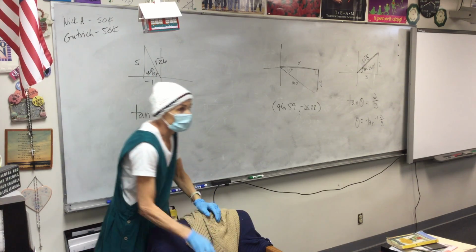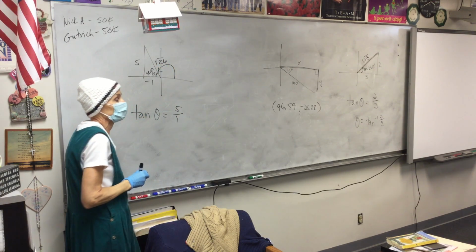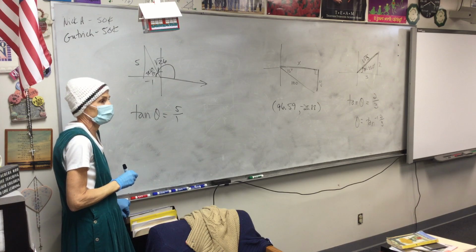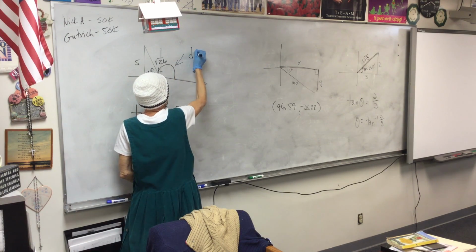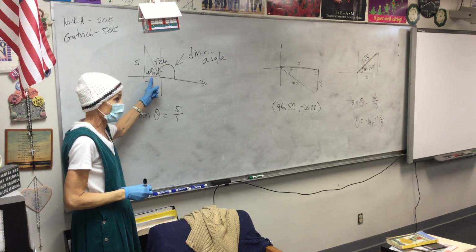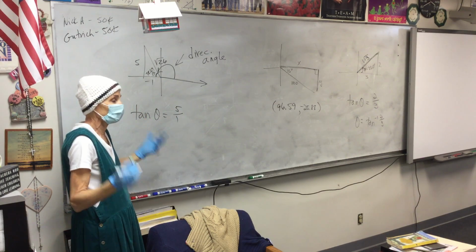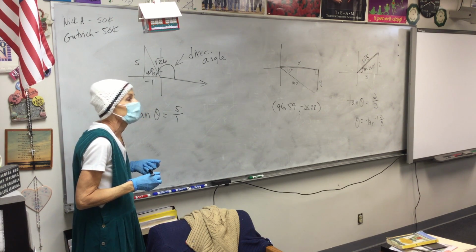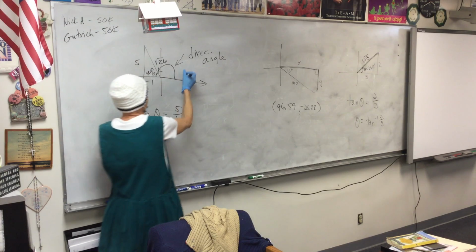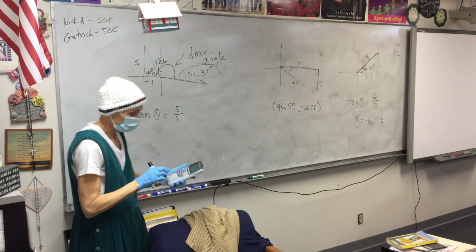Now, here is the tricky part. This is the direction angle. The direction angle has to start on the positive x-axis. So this is the direction angle. 78.69 is not the direction angle. Does anybody have an idea how we might figure out what the direction angle is, Jamal? 180 minus answer. Exactly. And that gives us 101.31. And that is your direction angle.